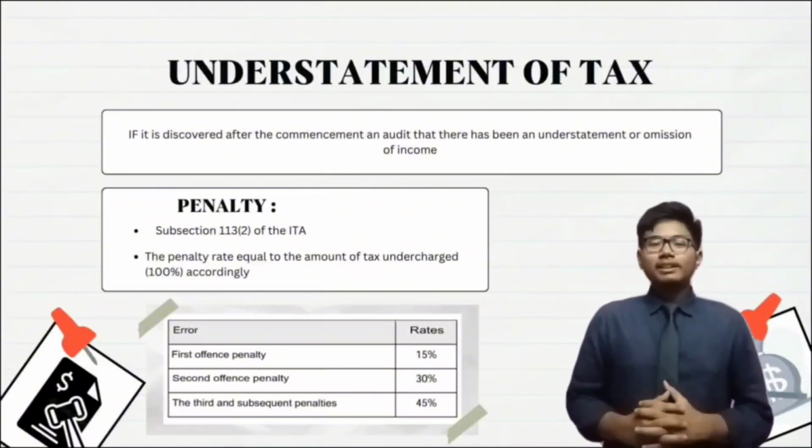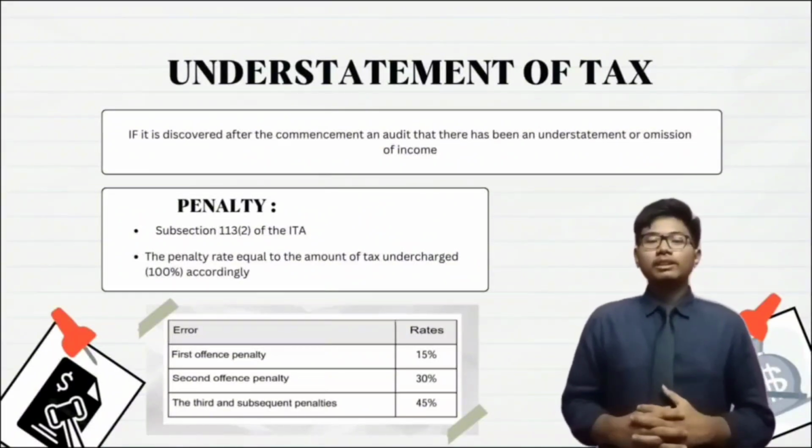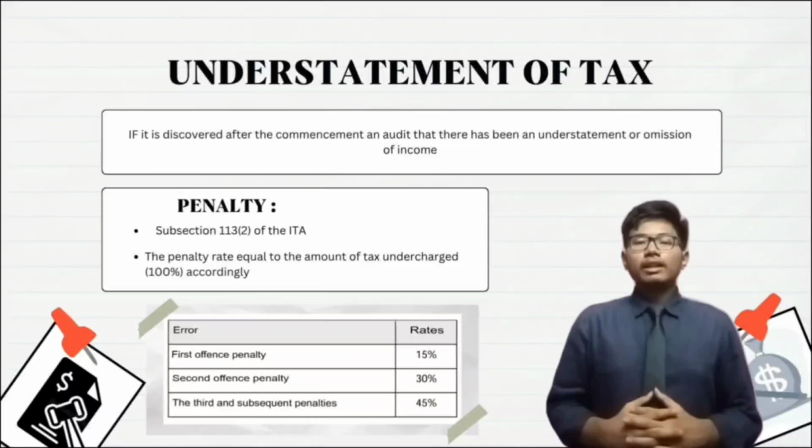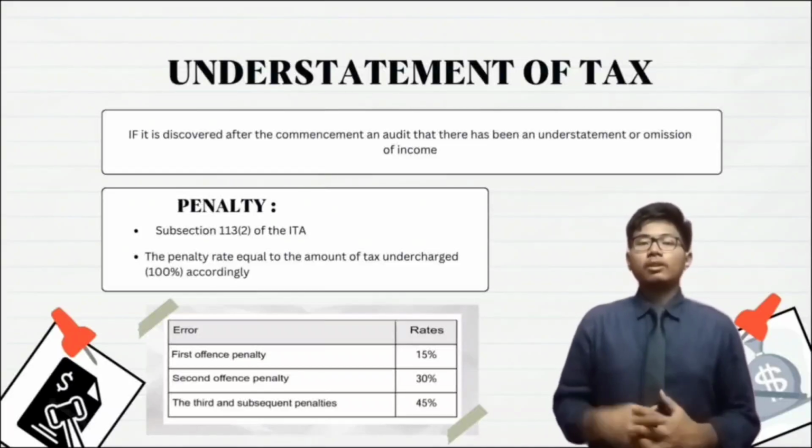My name is Muhammad Daniel bin Sharif. My meeting number is 2024-273-212. I would like to present about understatement of tax. What is understatement of tax?